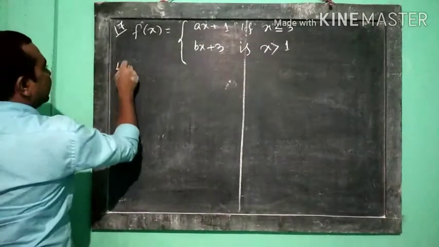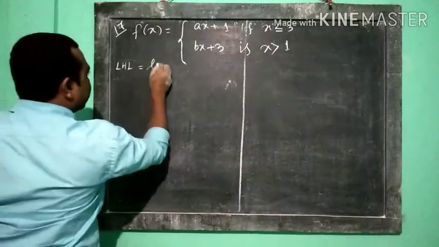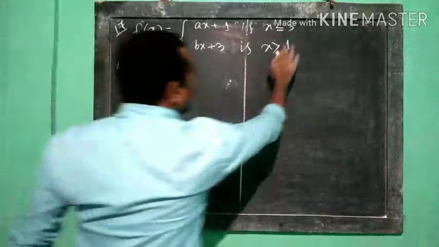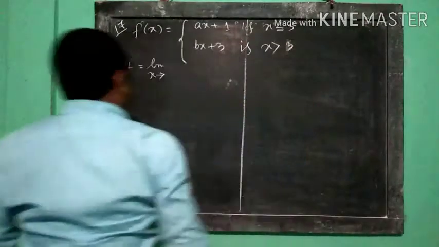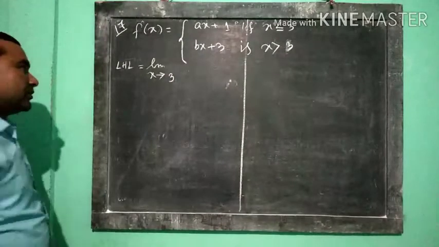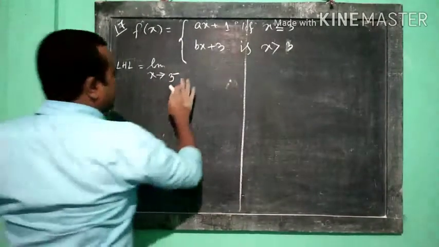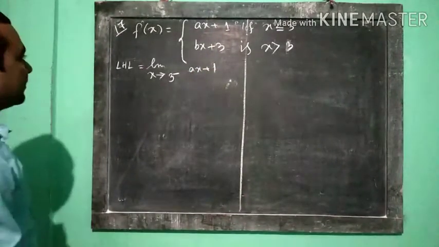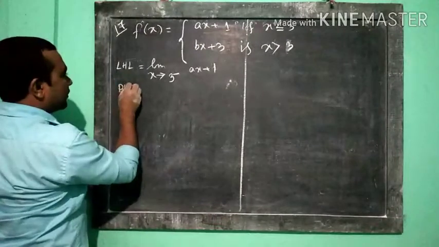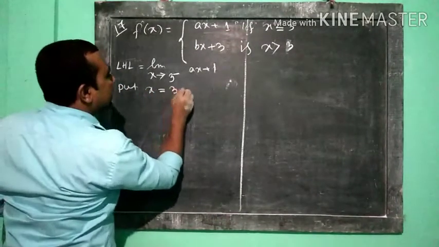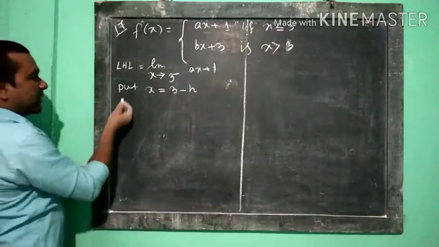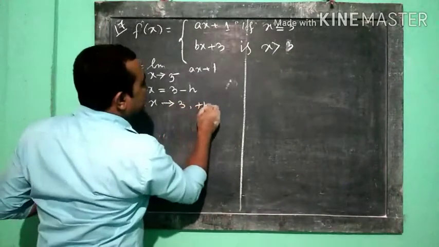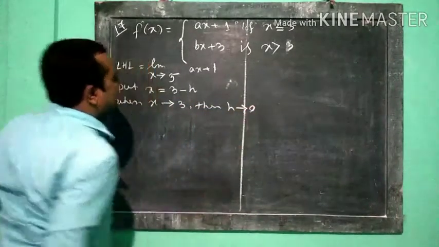Left hand limit equals the limit as x tends to 3 negative, where the function is ax plus 1. So put x equal to 3 minus h. When x tends to 3, then h tends to 0.